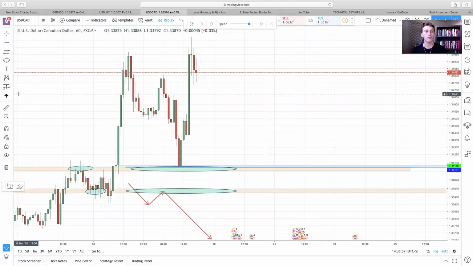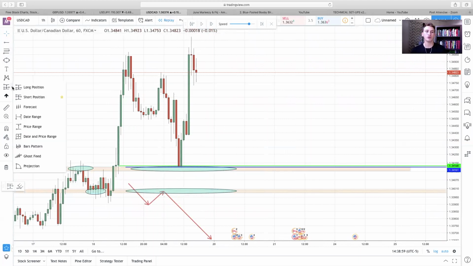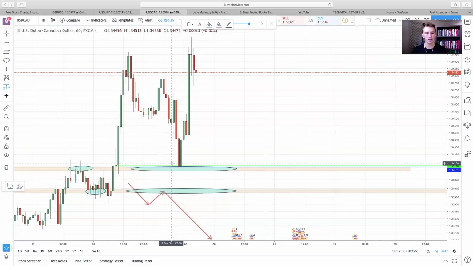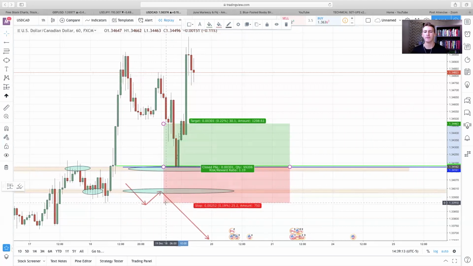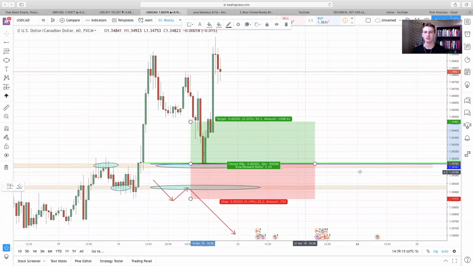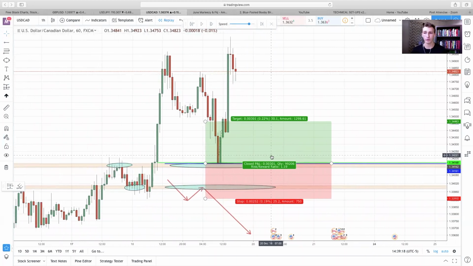Okay, well, for me personally, I'm looking for a 30 pip take profit and a 20 to 30 pip stop loss. All right, so if we did our entry right there, and we did a 30 pip take profit with, let's do right in between, a 25 pip stop loss. Okay, so almost a 1-to-1 ratio.